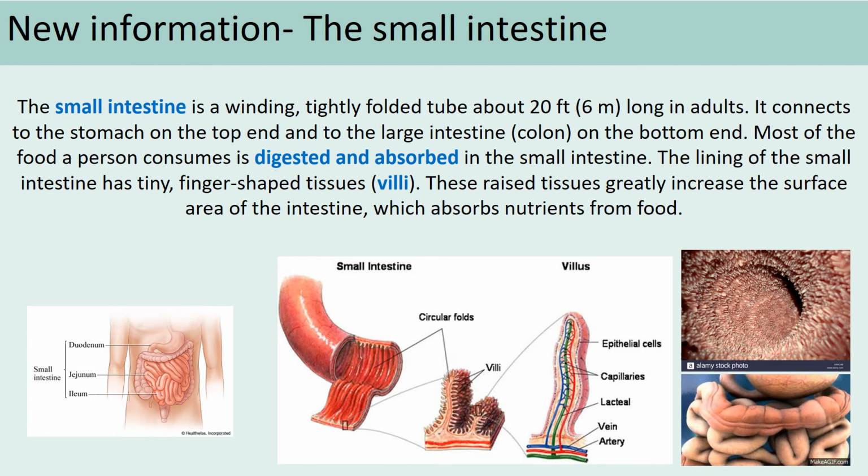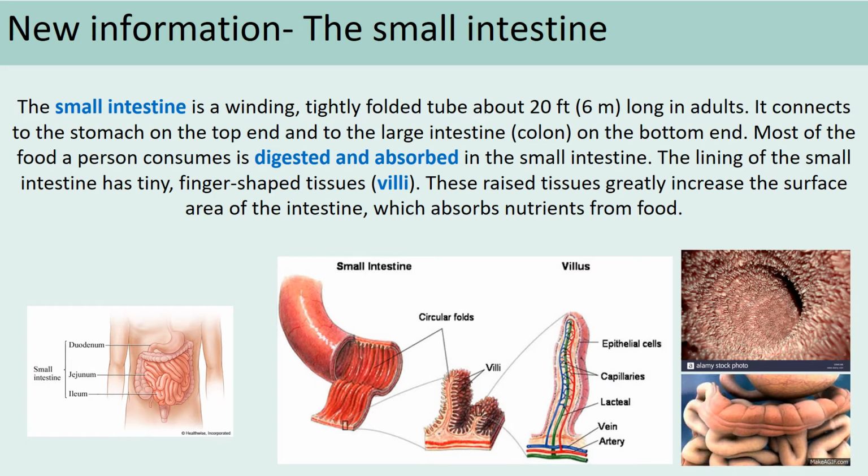Okay, next up. Now, this is more information than what you actually need, so do not panic about that. But we're going to the small intestine. Now, the small intestine is incredibly important because this is where most of the food is actually absorbed. So the small intestine is a winding, tightly folded tube of about 6 meters long in adults.